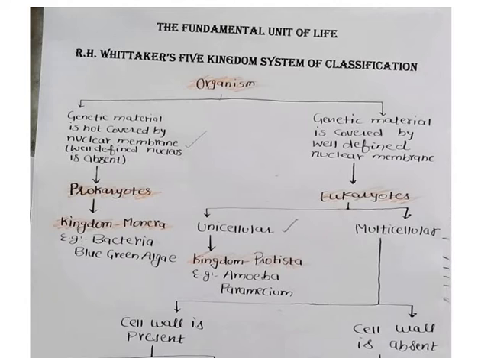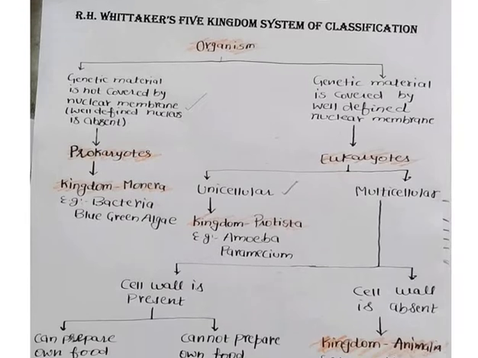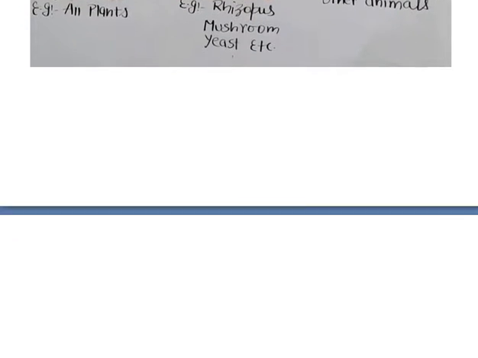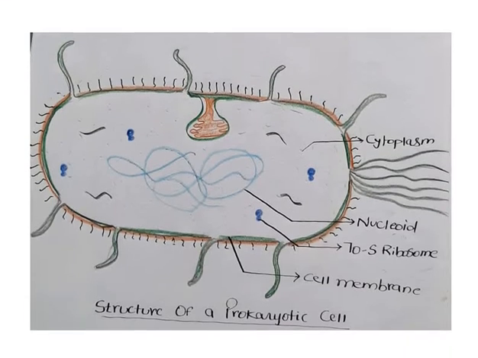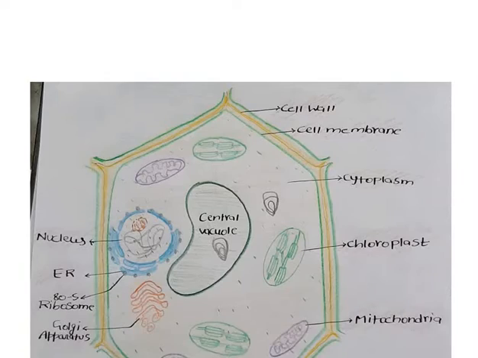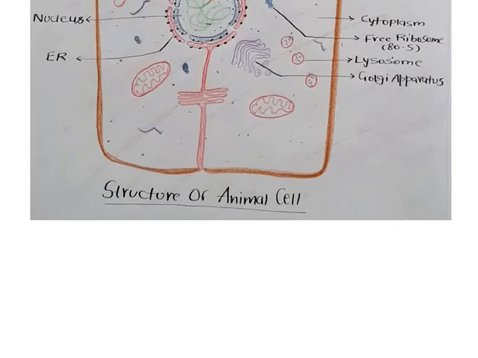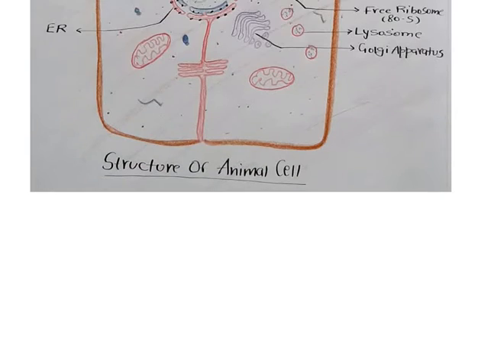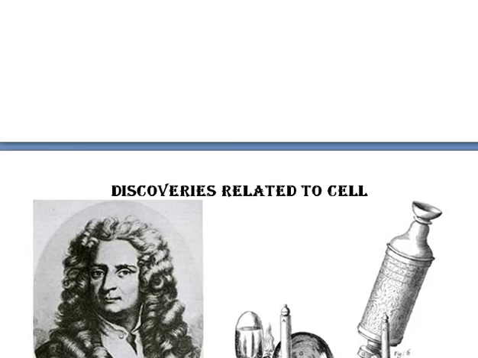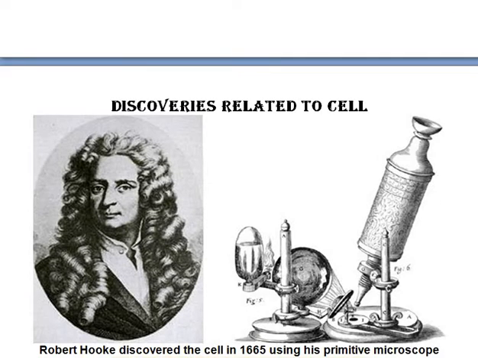So, in the previous lecture, we discussed the introductory part of the chapter, the fundamental unit of life, or the cell structure and its function. We discussed R.H. Whittaker's five kingdom system of classification, and after that, we discussed the bacterial cell. Then we discussed the plant cell, animal cell, and the difference between prokaryotes, eukaryotes, unicellular, multicellular, plant cell, and animal cell.